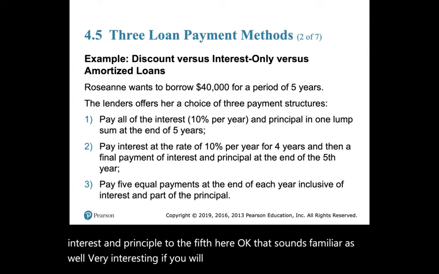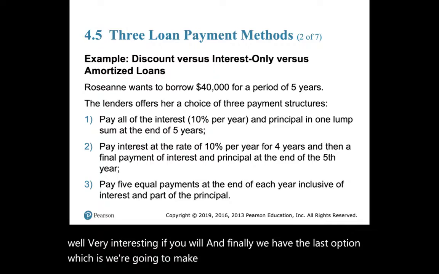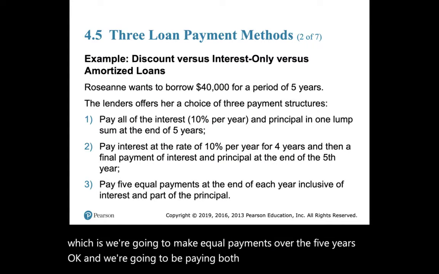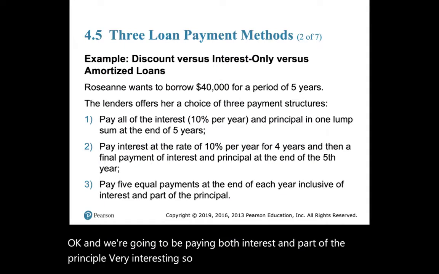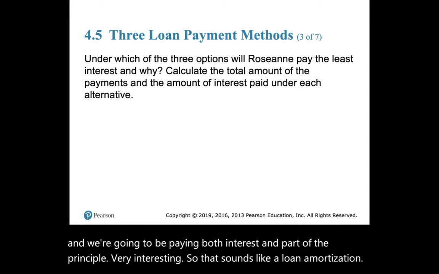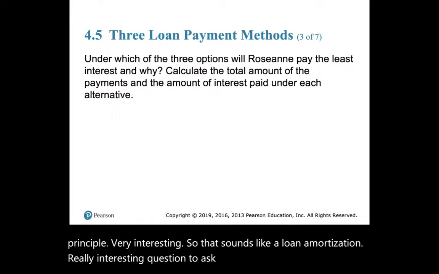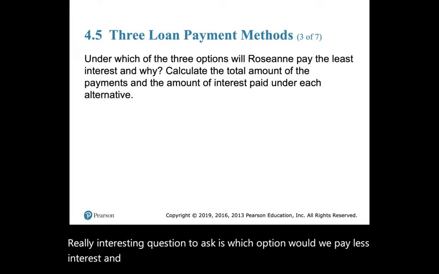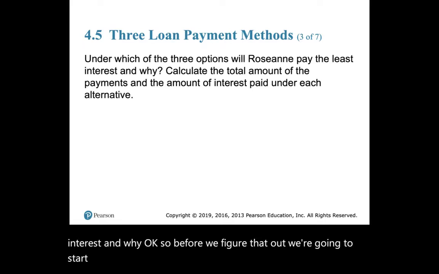And finally, we have the last option, which is we're going to make equal payments over the 5 years. And we're going to be paying both interest and part of the principal. So that sounds like a loan amortization. Now, a really interesting question to ask is, which option would we pay less interest and why? Before we figure that out, we're going to start with calculating the cost of each loan, and then we can compare.